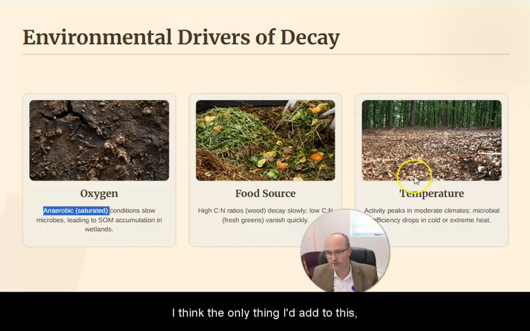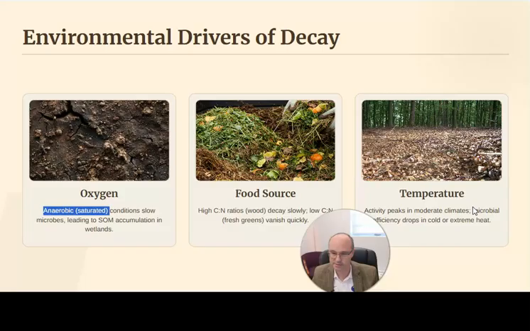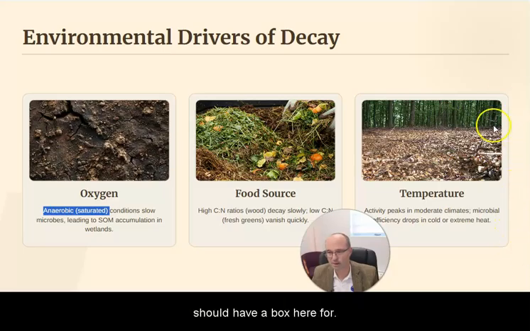I think the only thing I'd add to this, these three, is really water. So the presence of water. So obviously water is in more abundance in other parts of the country and less here in the arid Southwest. It gets plenty warm and we can get plenty of oxygen, but without water being present, there is a lack of microbial activity. And so I would say that that's another important driver that I should have a box here for.